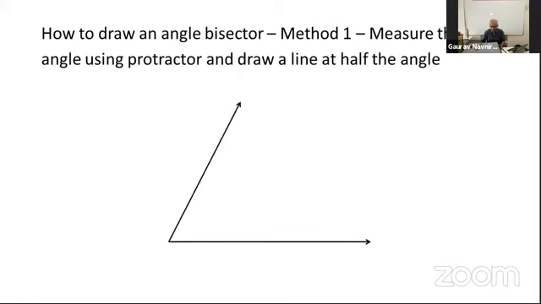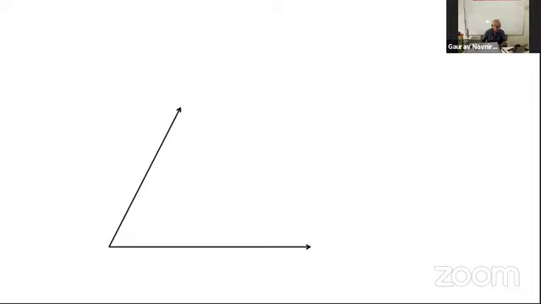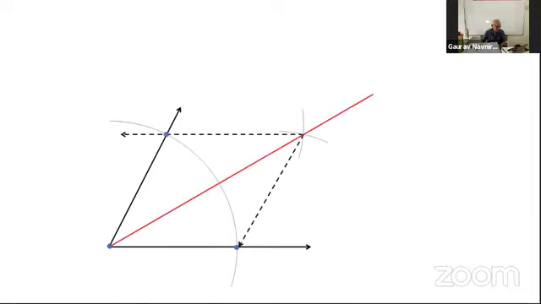Okay. Slide number 26. Next. Okay, hold that, hold that. So that's how we drew the diagonal of the rhombus and we bisected the angle. Okay. So now, next slide.